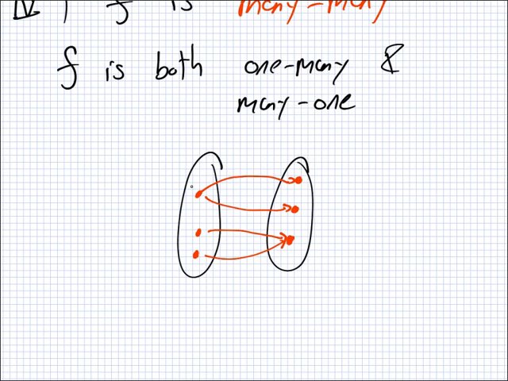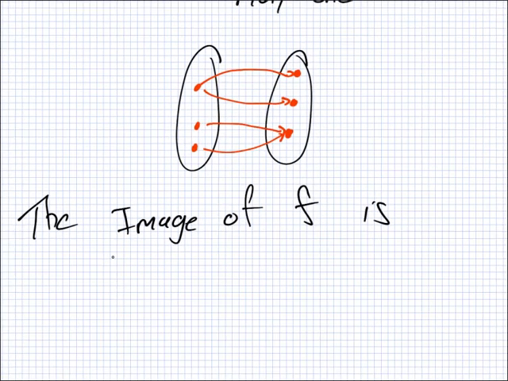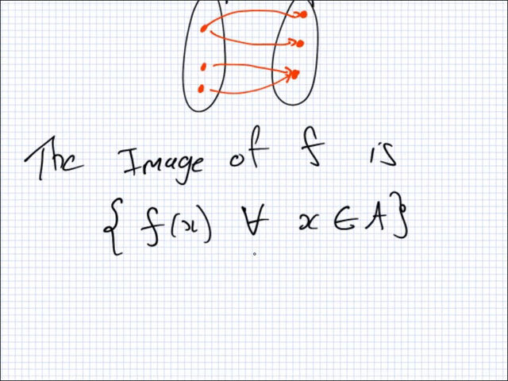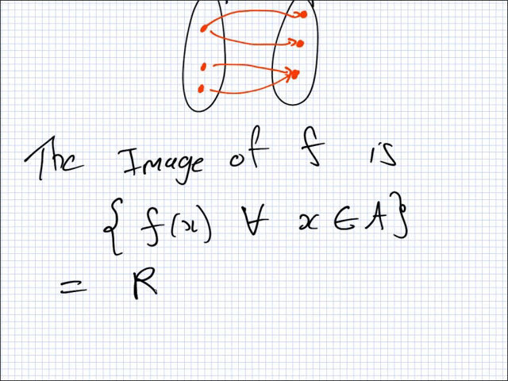More words, I'm afraid. The image of f is f(x) for all x in the domain. In other words, it's the same thing as the range. It's all the possible answers.